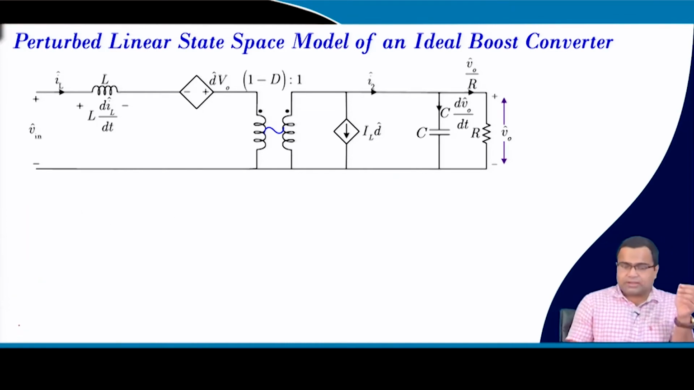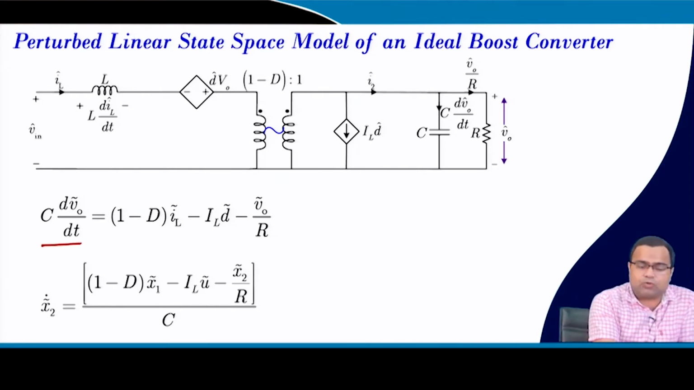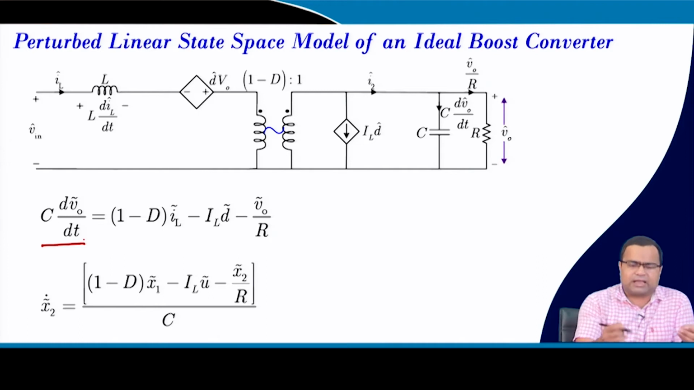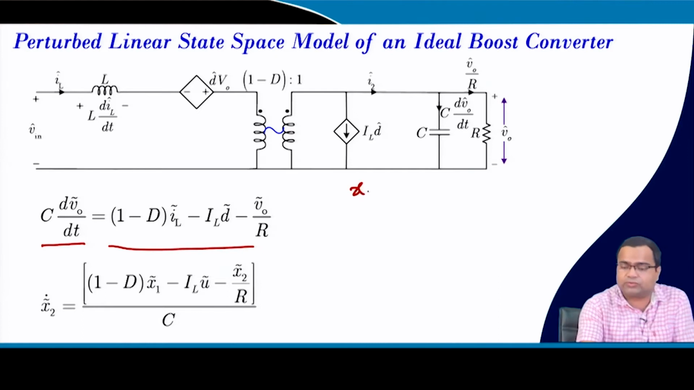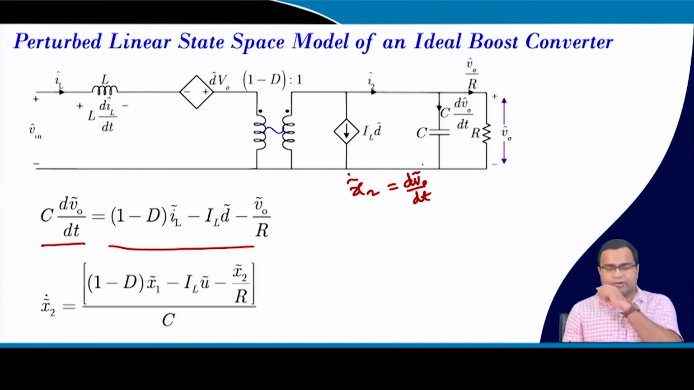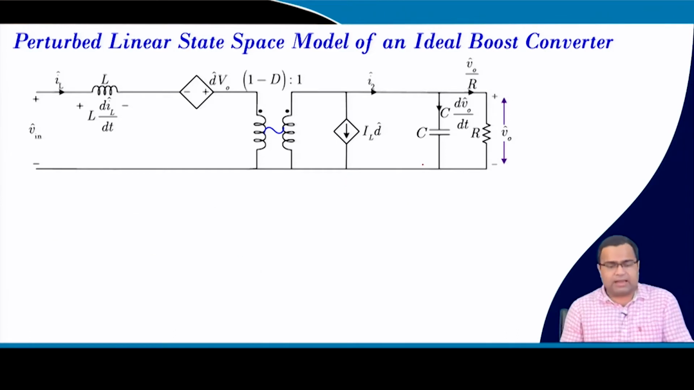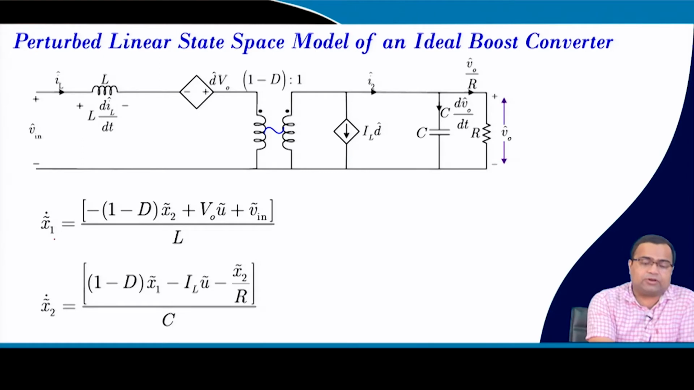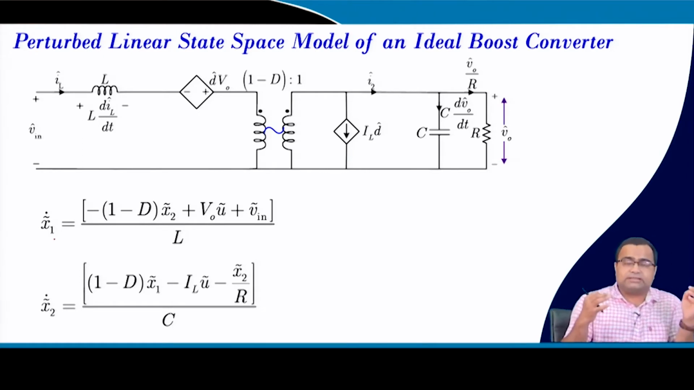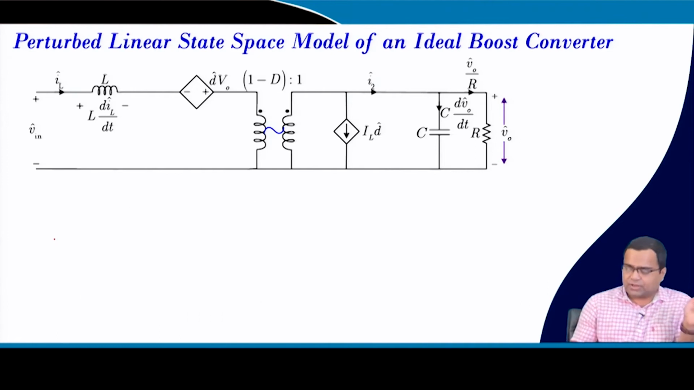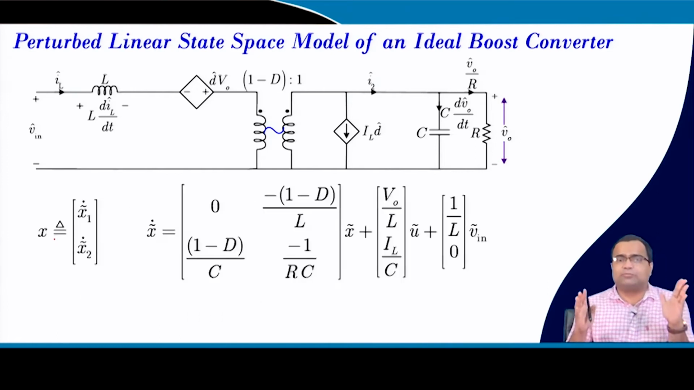We can also write the dynamics of the output voltage, like the capacitor voltage, and this equation is also straightforward. Then we can write x2 dot, where x2 tilde dot is nothing but dV0 dt, here it is voltage tilde dot. So, we can obtain this equation, and finally the state space equations x1 dot and x2 dot, these are all tilde because these are quantities around their steady state quantity. So, we can obtain the overall state space model of the AC equivalent circuit of the boost converter.